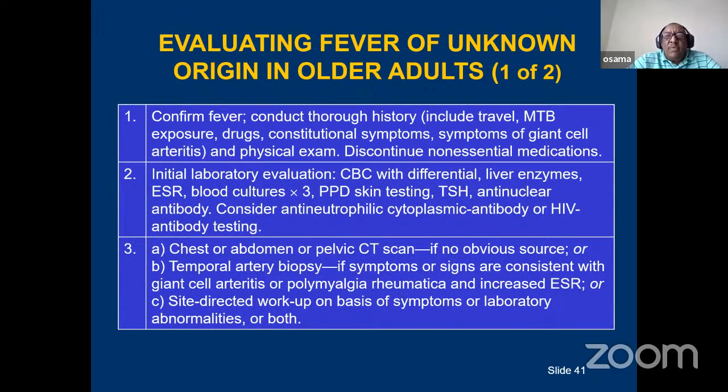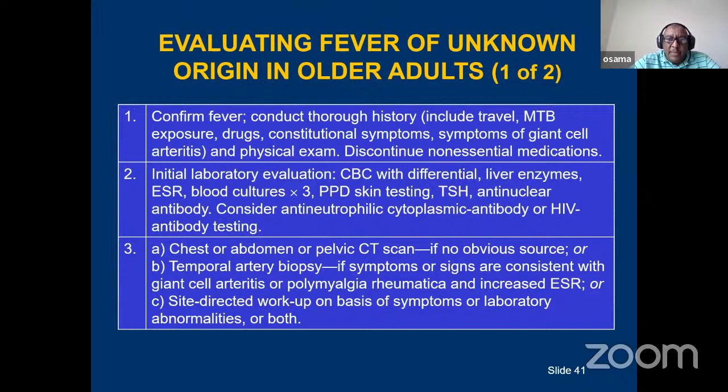Evaluating fever of unknown origin in older adult. Confirm fever first. Contact history includes travel, MTB exposure, drugs, constitutional symptoms, symptoms of giant cell arteritis, and physical examination. Discontinue non-essential medication.